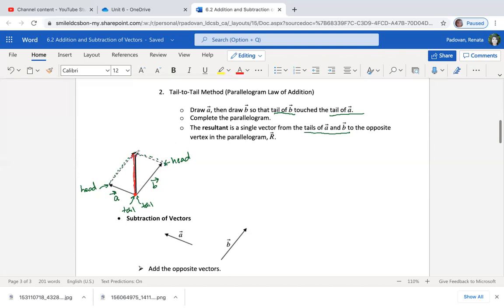And again, you draw an arrow that's the head, so you know the direction of the resultant. And that again is a capital R with the vector symbol on top. So that's the resultant vector.